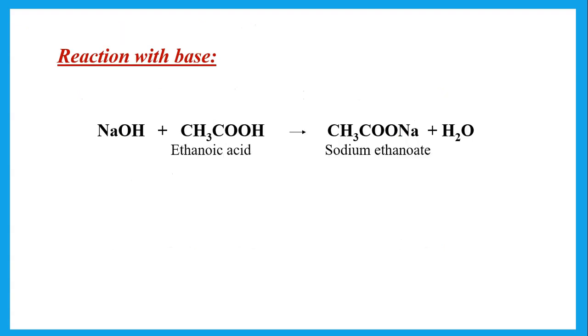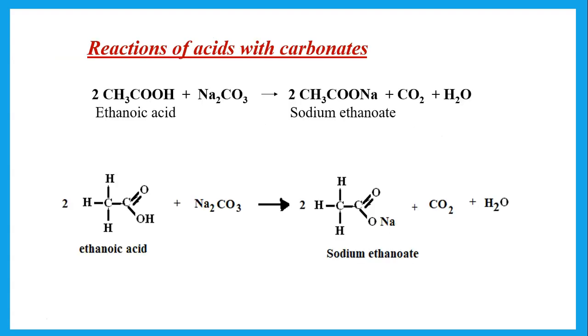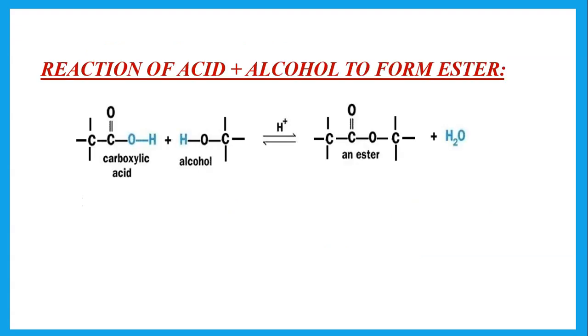Reaction with base, remember any acid plus base gives salt plus water. So sodium hydroxide plus ethanoic acid, we said the salt in the organic acids is something OH. So sodium ethanoate. What about carbonates? Again, acids react with carbonates to give salt plus carbon dioxide plus water. So the acid, ethanoic acid plus sodium carbonate, for example, would give sodium ethanoate plus carbon dioxide plus water. What about reaction of an acid with an alcohol?